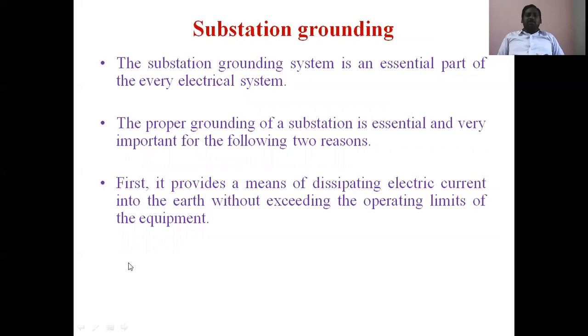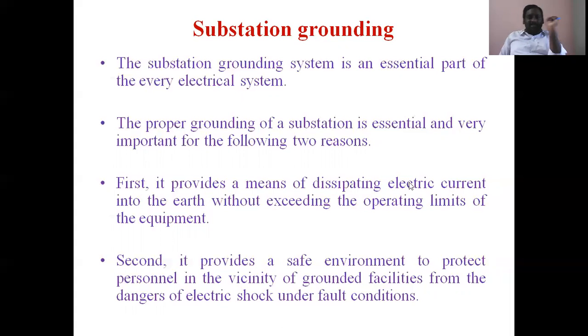The first one is that it provides a means of dissipating electric current into the earth during fault conditions. Fault means excessive current. The current magnitude can increase beyond the normal operating levels. Such current must be avoided, that means such current must be grounded and dissipated into the earth. That phenomenon is called grounding, without exceeding the operating limits of the equipment.